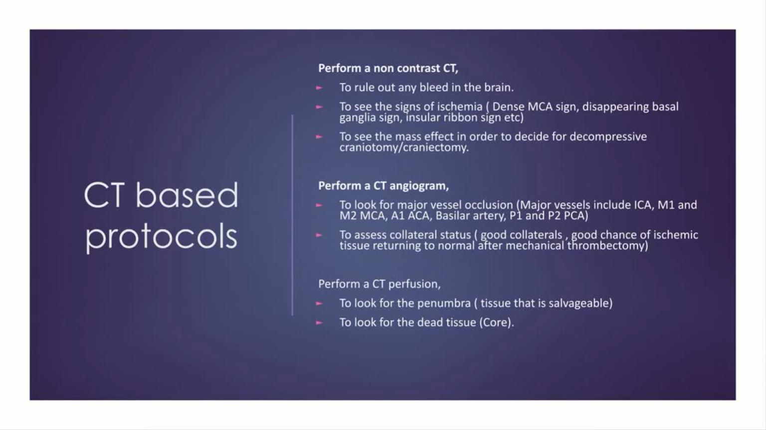You perform a CT angiogram: 1. To look for major vessel occlusion. Major vessels include ICA, M1 and M2 MCA, A1 ACA, basilar artery, vertebral artery, P1 and P2 PCA. 2. To assess collateral status. Good collaterals, good chance of ischemic tissue returning to normal after mechanical thrombectomy.